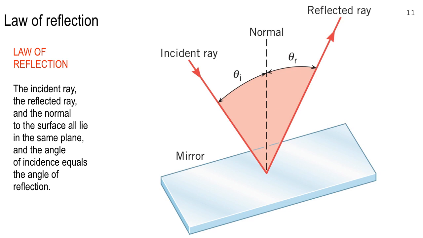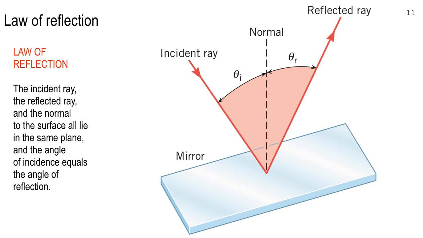But no matter what, if you have a mirror, it's nice and smooth, you know, it's been nicely polished, so it's not too rough, then the law of reflection is fairly simple. The incident ray, the reflected ray, and the normal to the surface, that's that black dashed line in the diagram, they all form a plane. So basically the normal and the incident ray form a plane, and then the reflected ray is going to be in the same plane. Now the angle of incidence equals the angle of reflection.